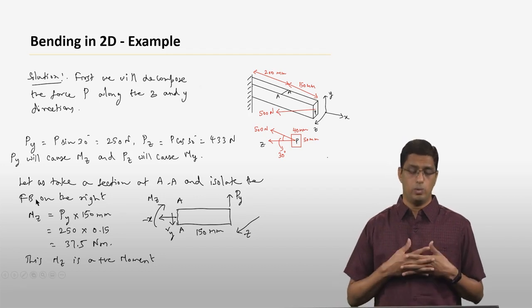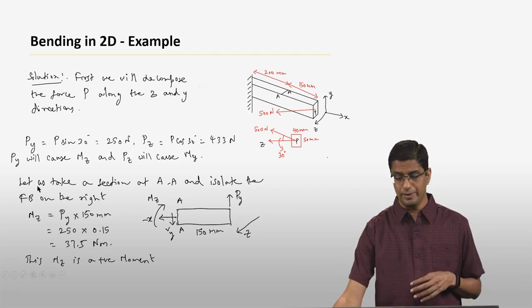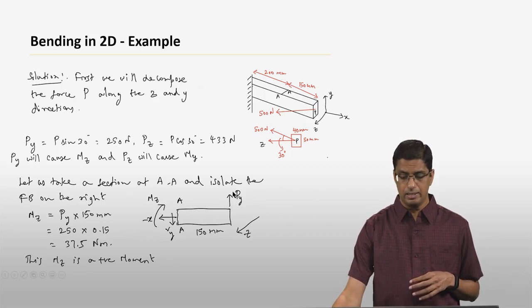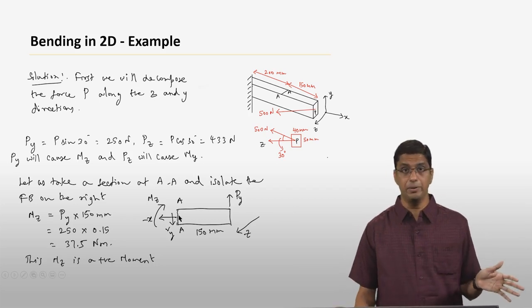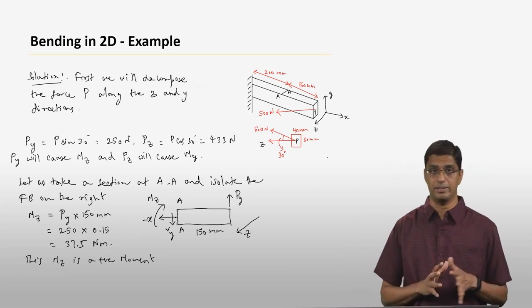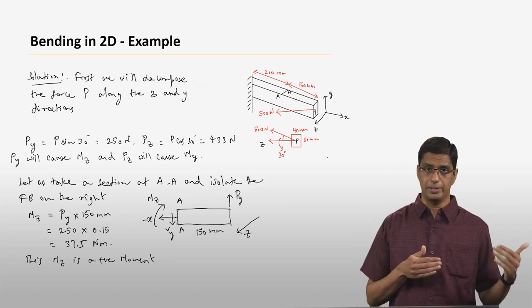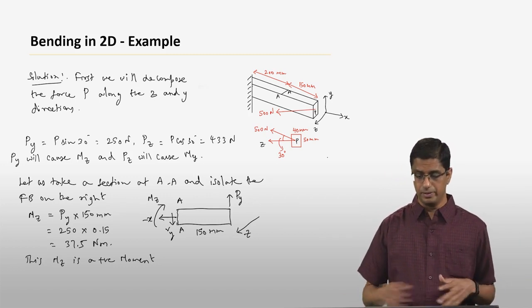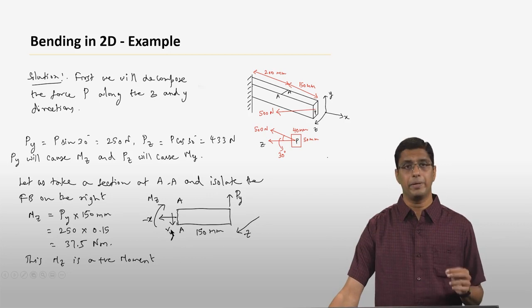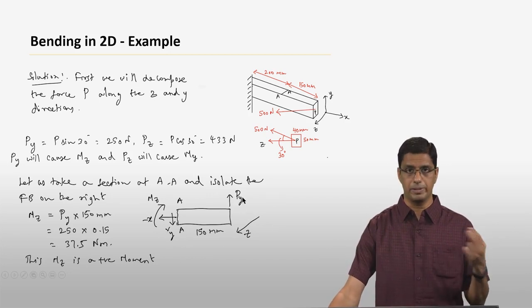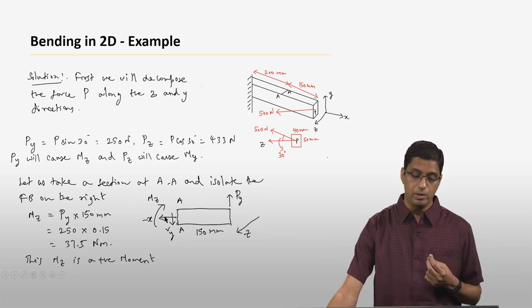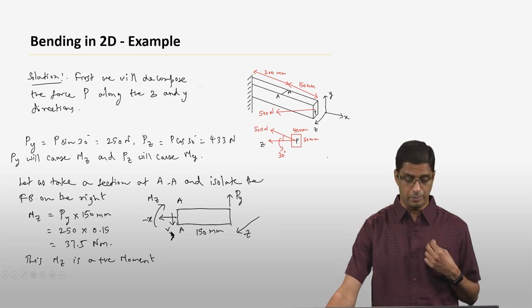Now, once you isolate the free body, if you look at this force Py, it has to cause an internal shear Vy, which we will ignore because we are only looking at the bending stresses, not the shear stresses due to the direct shear that is applied on the cross section. So we don't have to worry about Vy, but Vy has to be equal to Py to preserve equilibrium. Now, what is going to be the internal moment?